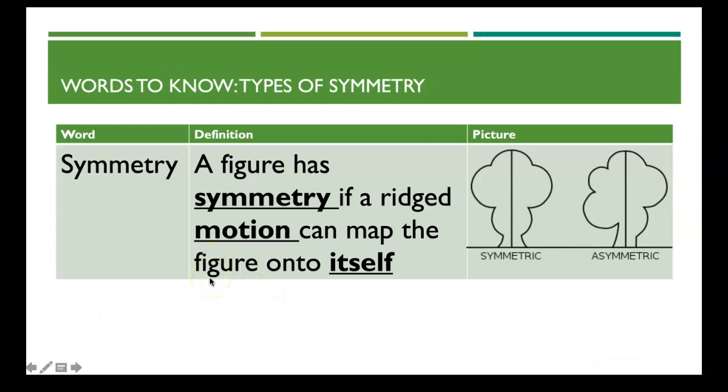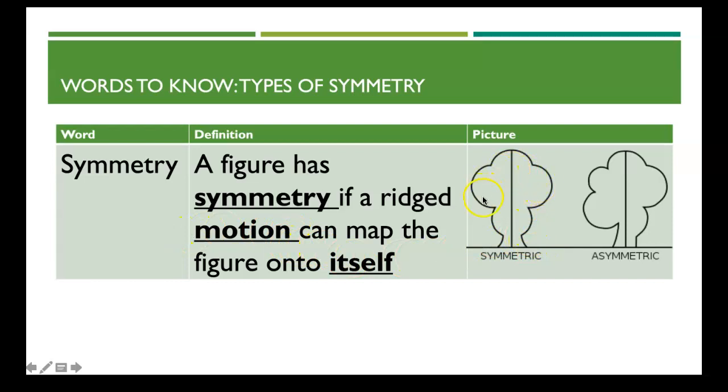So we got some words here to know. You have guided notes that you're filling out in front of you. If you don't have your guided notes, you're writing these down on your own piece of paper. If they're important enough for me to type up and talk about, they're important enough for you to write down. So this idea of symmetry: a figure that has symmetry has a rigid motion that can map it onto itself.